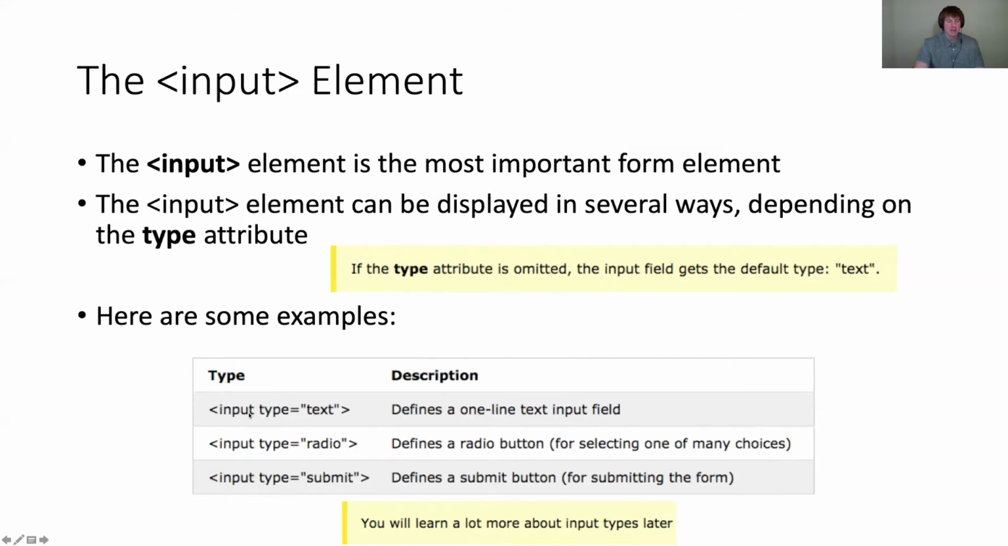Here's some other examples. I have input type text. That's the default. I have input type radio. It's going to define a radio button for selecting one of many choices. And we also have type submit. It's going to be a submit button for submitting the form. And we're going to learn a lot of other input types as we go along.